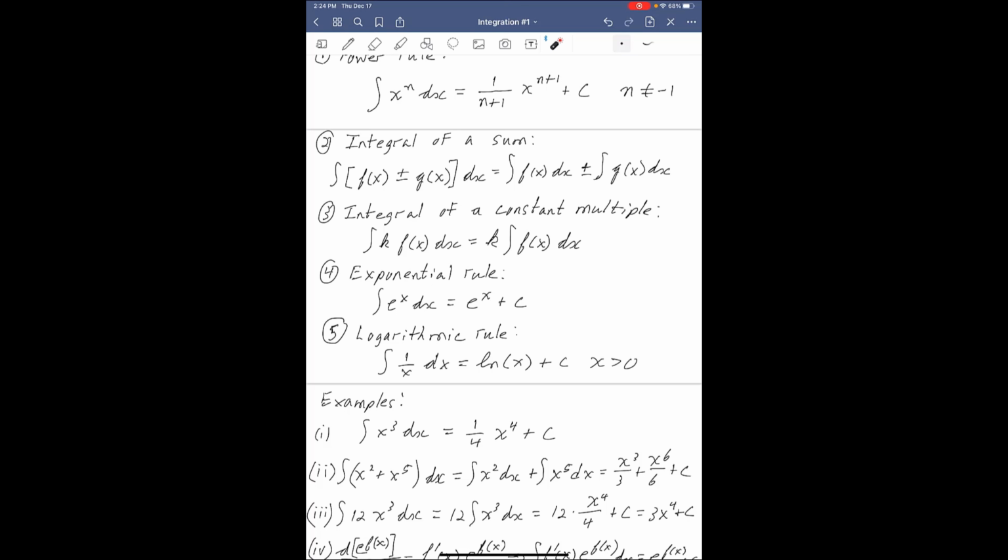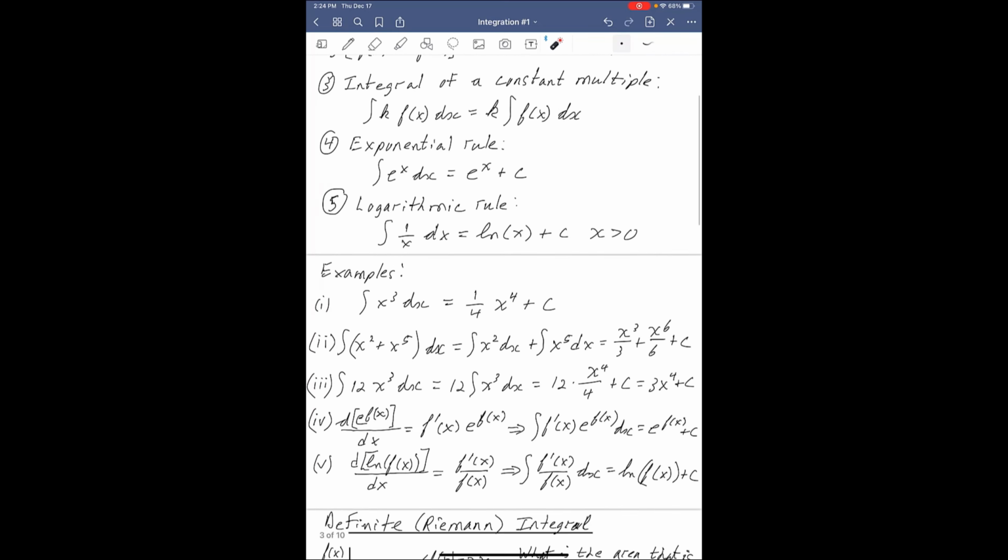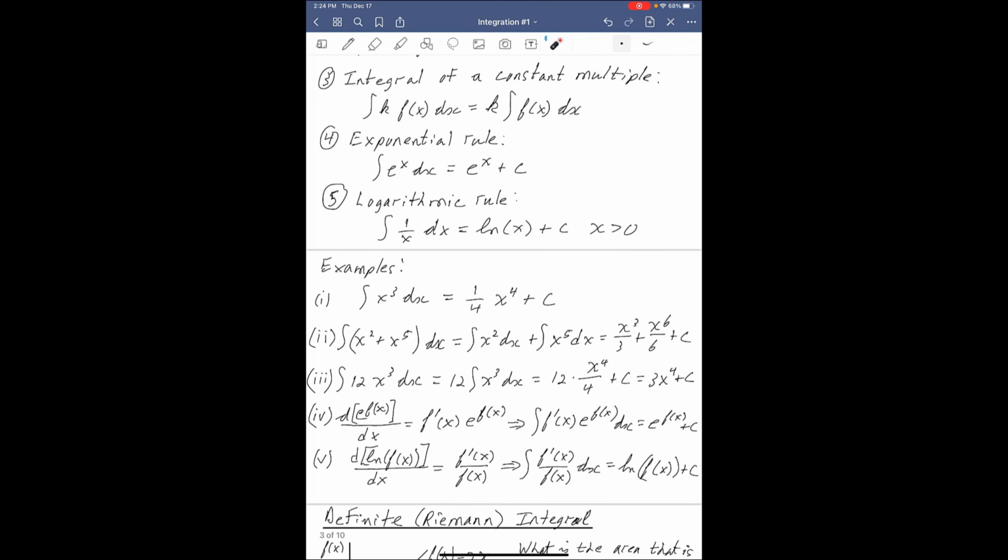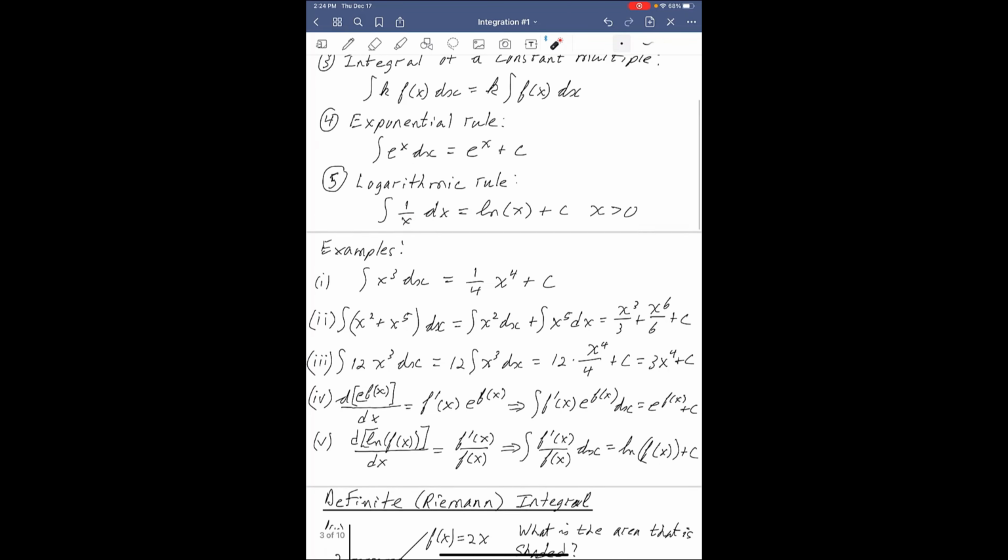We also have an exponential rule. The integral of e to the x dx is equal to e to the x plus, of course, this constant, because we have an indefinite integral. We have a logarithmic rule that the integral of 1 over x is simply log of x plus, again, this integration constant, as long as x is greater than 0. Because if it's less than 0, you can't take the log of it, and if it's 0, we can't divide here.